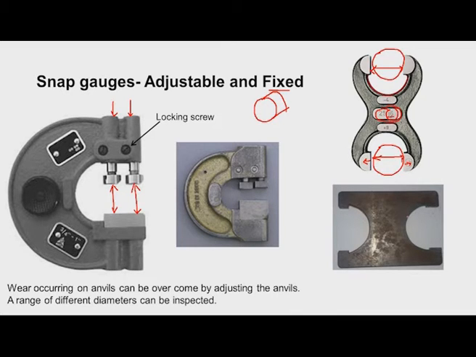And this is another fixed type snap gauge, a plate type snap gauge, and the adjustable gauges are useful so that whenever the tolerance changes they can be adjusted. Also when the gauging surfaces are worn out, again we can adjust the gap. So wear adjustment is also possible in adjustable gauges. By making adjustment, a range of diameters can be inspected.